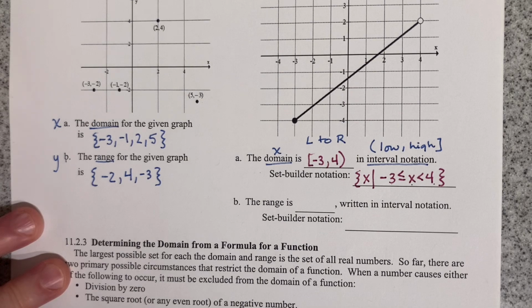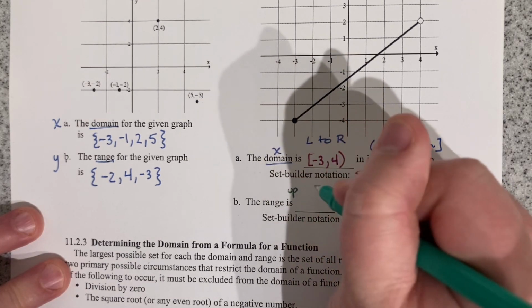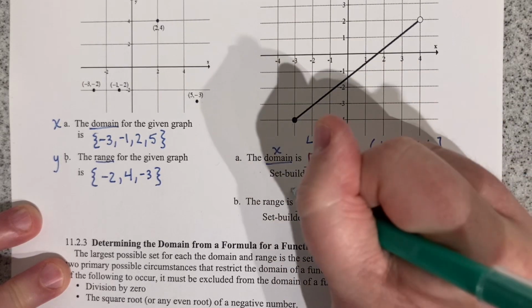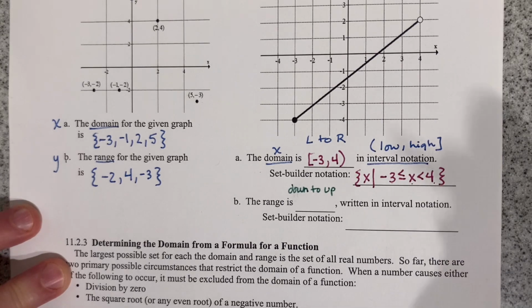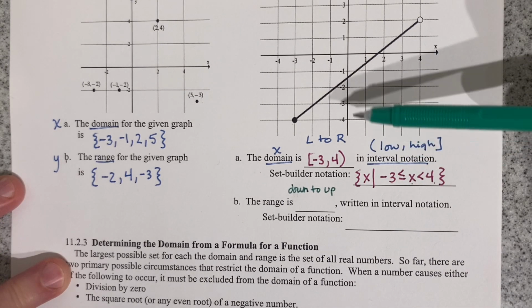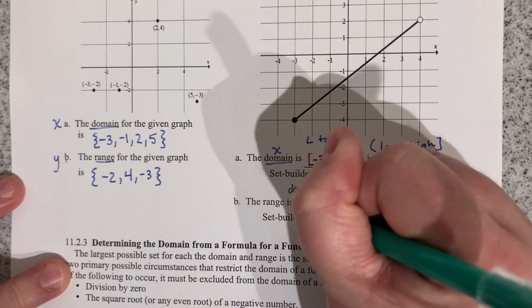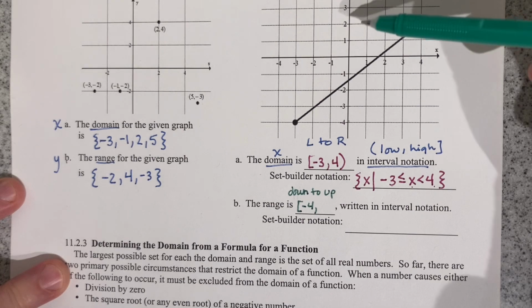All right, let's do the same for range. Range is down to up. We don't want to start with the high values. We want to start with the lowest y values to the highest. So the lowest y value is -4, and I'm touching it. So that's a square bracket, -4. The highest y value this graph touches is 2.